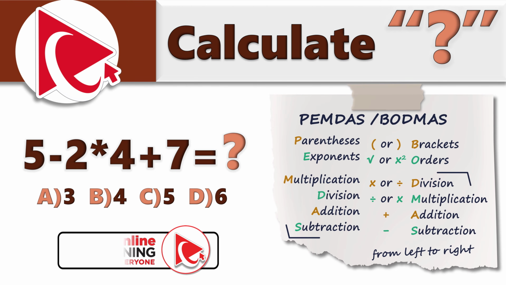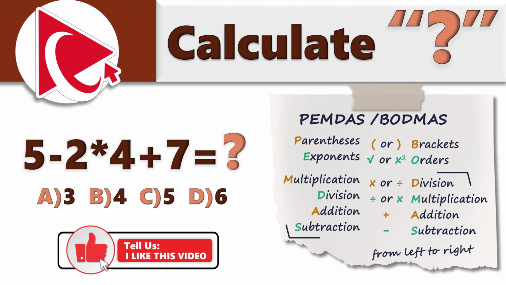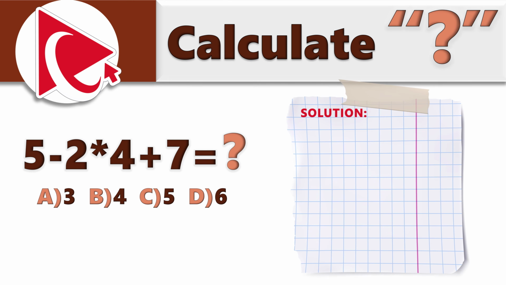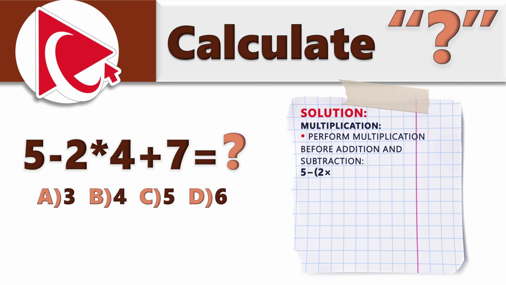The key to solve this challenge is to determine the order of operations. You might have heard the term PEMDAS, which stands for parentheses, brackets, exponents, orders, multiplications, divisions, addition and subtraction, which is also known as BOMDAS, and represents the correct way to perform calculations. Let's apply this order to this expression. We first need to do multiplication. 2 multiplied by 4 equals 8. So the updated expression will be 5 minus 8 plus 7.